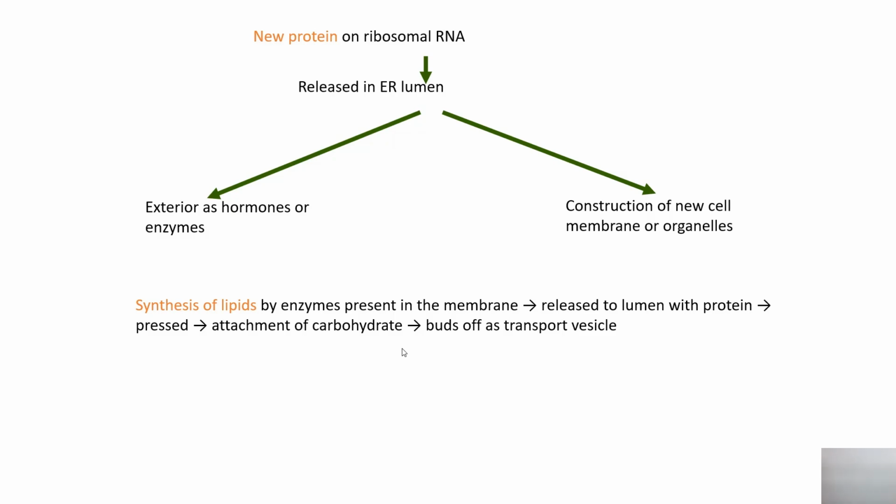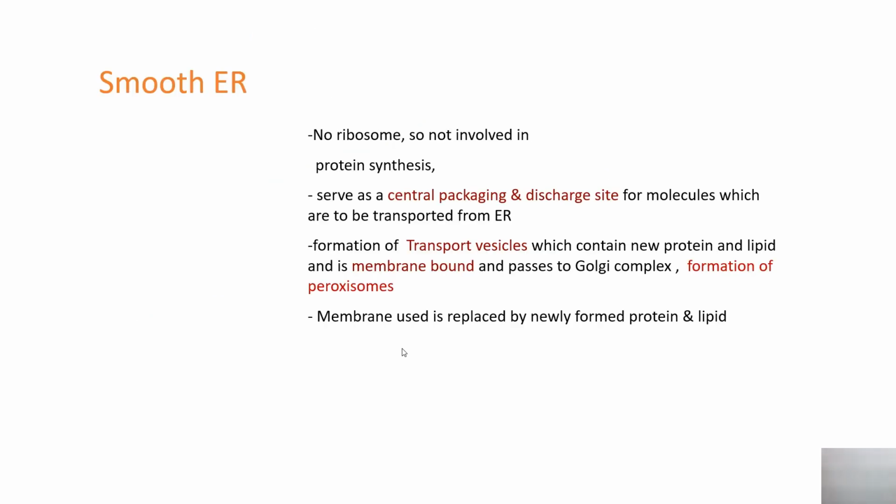Synthesis of lipids is by enzymes present in the membrane, released to the lumen with protein, and then after attachment of carbohydrate, it is budded off as a transport vesicle. As I said, the smooth ER is called smooth ER because there is no ribosome attached to the ER, right? So these ribosomes are not involved in protein synthesis, but the smooth ER is involved in lipid synthesis.